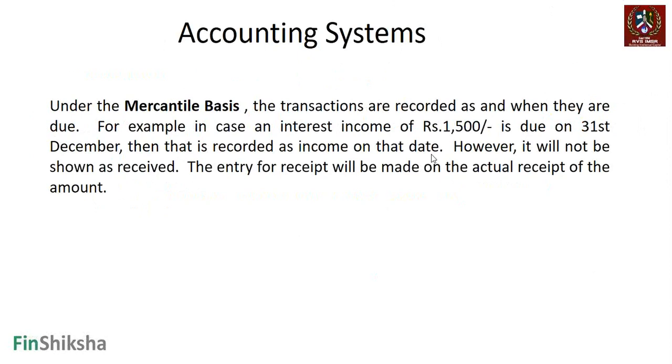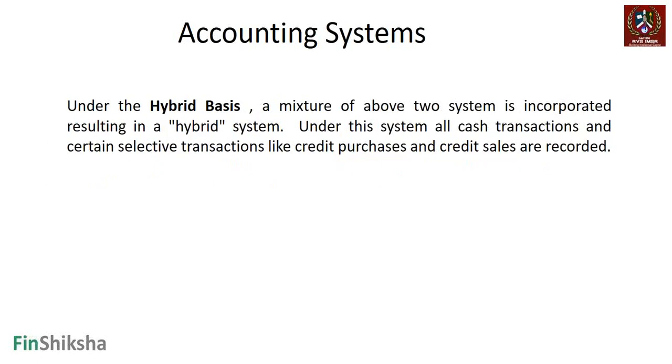Under the mercantile basis, the transactions are recorded as and when they are due. For example, in case an interest income of 1500 is due on 31st December, then that is recorded as income on that date. However, it will not be shown as received. The entry for receipt will be made on the actual receipt of the amount. So usually you find that on the day it is due, it is recorded as income on that day. And when the receipt is made, you record it on that day. That's what happens in the mercantile basis accounting systems.